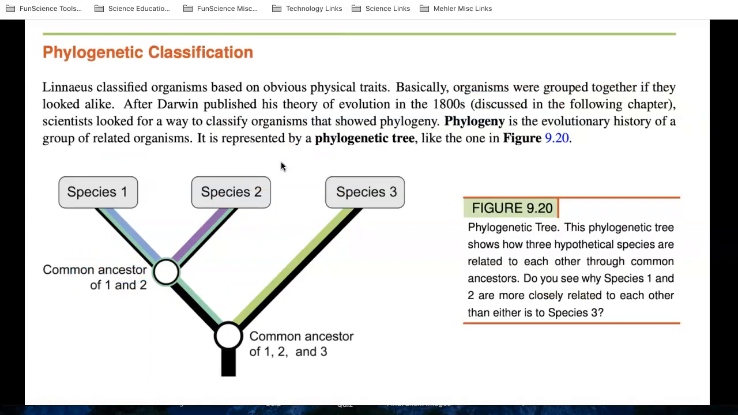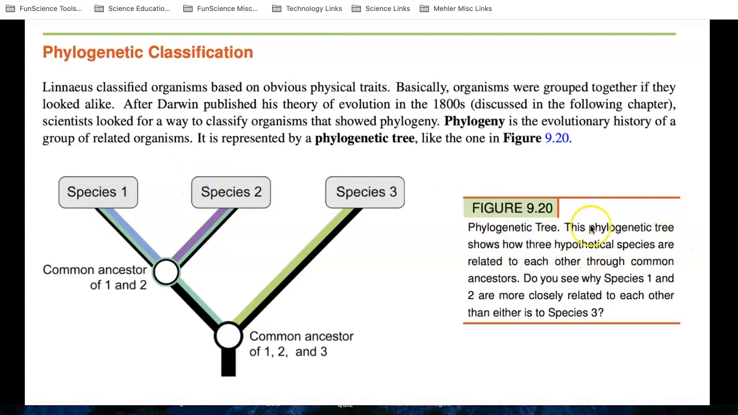So for example, Linnaeus classified organisms based on their physical traits, but after Darwin published his theory of evolution through natural selection in the late 1800s, scientists looked for a way to classify them that would show phylogeny. And phylogeny is the evolutionary history of a group of related organisms. For example, if I have species 1 and species 2 here, this tree branch has a common point where they diverge, where they move in separate directions. This would be a common ancestor of species 1 and species 2.